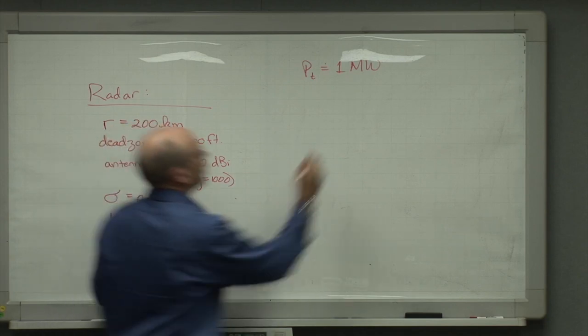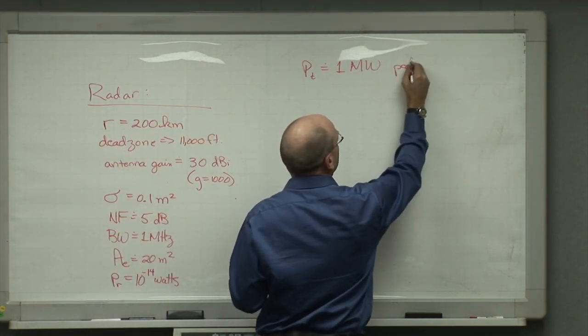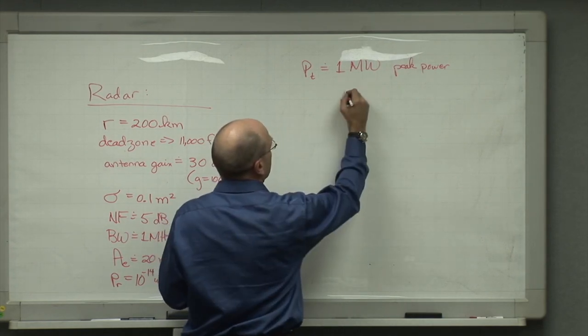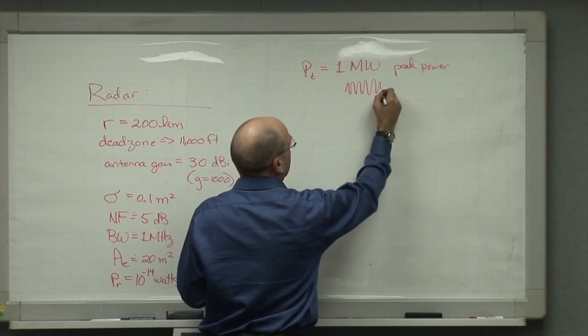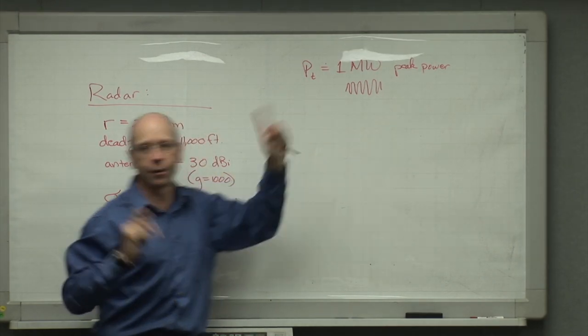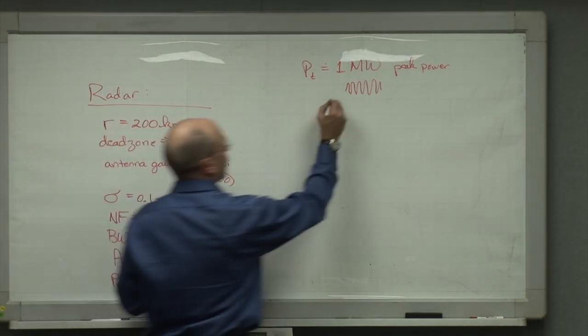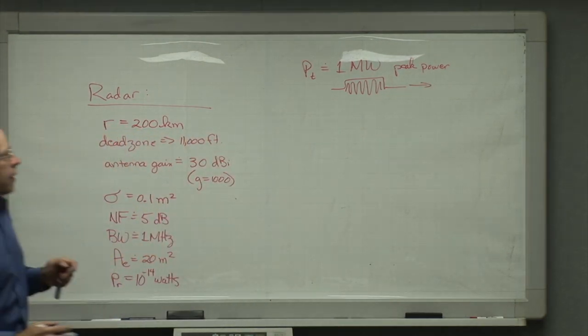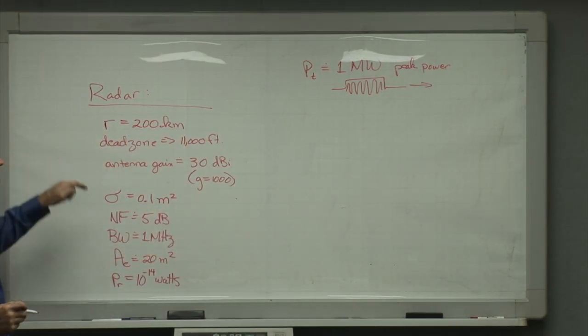It's got to hit that 1 megawatt peak power every time it generates one of these little RF pulses. And of course a real RF pulse is going to have thousands of cycles of RF energy in it, but I'm just drawing it this way. So the pulse looks like a little wave packet traveling out in space. Okay, so now we've solved that problem.